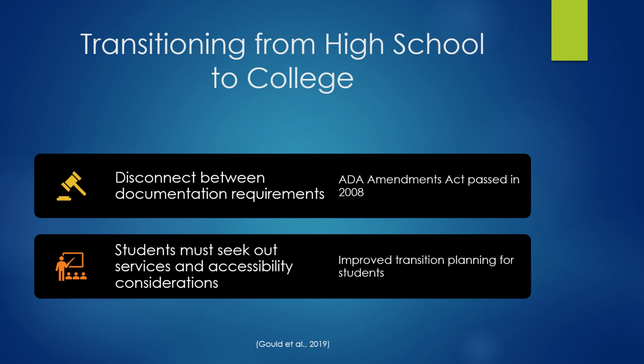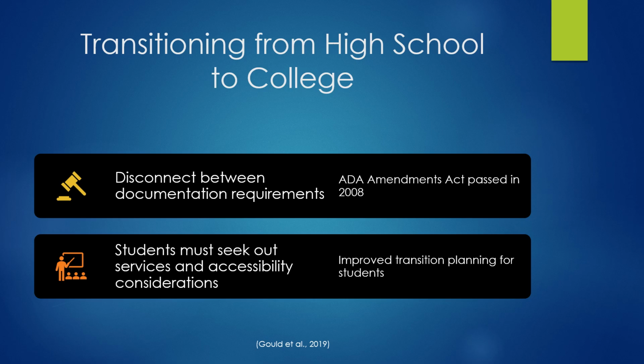Transitioning from high school to college can be a barrier for students with disabilities. One issue is the noted disconnect between documentation requirements between the K through 12 and higher education systems. Some of these issues have been alleviated through the ADA Amendments Act passed in 2008, which reaffirms a broader definition of disability and supports other case law that prevents colleges from requiring overly burdensome documentation.